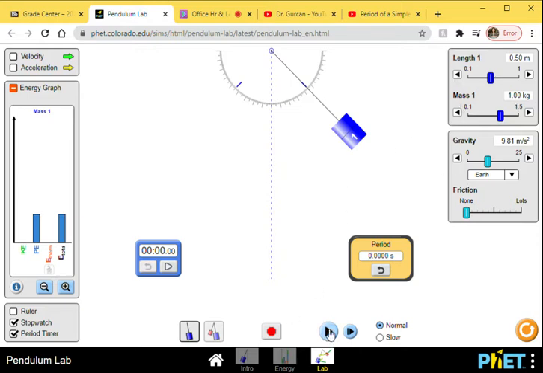What you do is basically start your swing back and forth, and the period timer is going to be showing you the period that you need to record on your boxes for a given length, mass, and gravity.